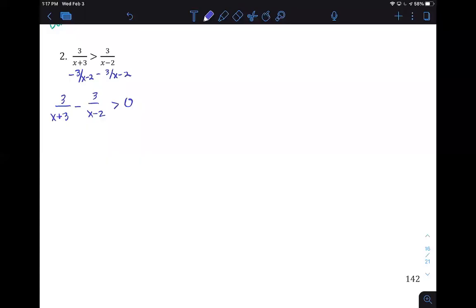All right, so once we have it set to 0, we want to combine it so it's one fraction. So what would our common denominator be? X plus 3, x minus 2. Okay. So what is our first denominator missing? X minus 2. And then what is our second denominator missing?